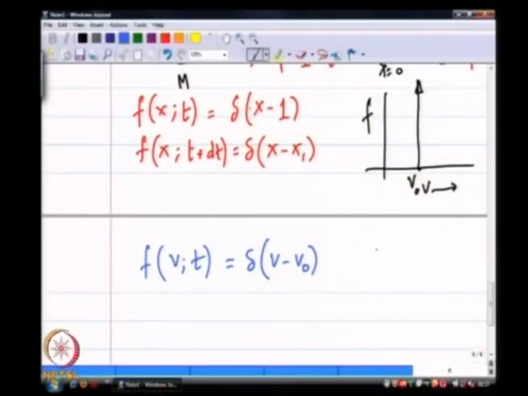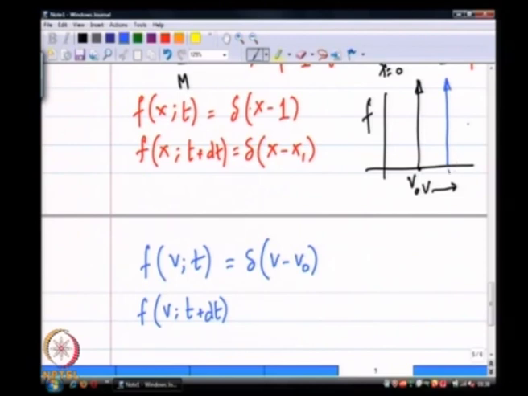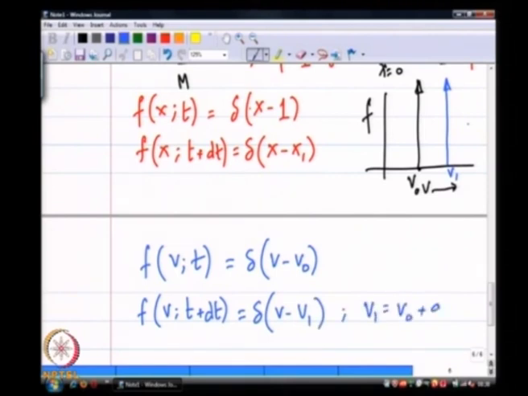So, I know that at some time t I had a Dirac delta function defining my probability density function in the velocity coordinate, and the Dirac delta function was a peak at the value v0. At some future time, what would this look like? Just as we updated its position due to the velocity, we update the velocity due to the acceleration. So, in this formulation, the velocity is also a coordinate along which motion is possible due to acceleration.